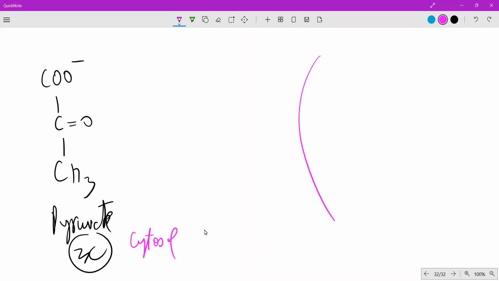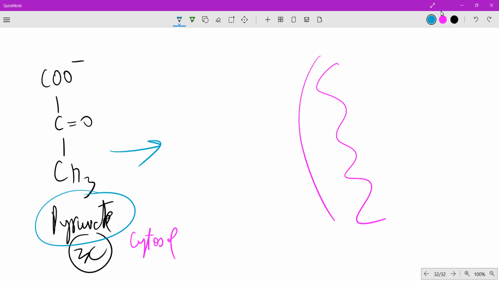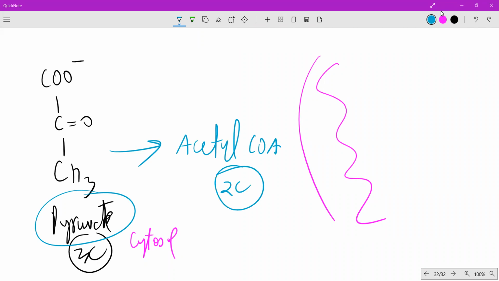This is mitochondria. How do we move now? How do we move? So pyruvate, we know, is converted to acetyl CoA, which is a 2-carbon compound. And now this acetyl CoA enters the mitochondria.